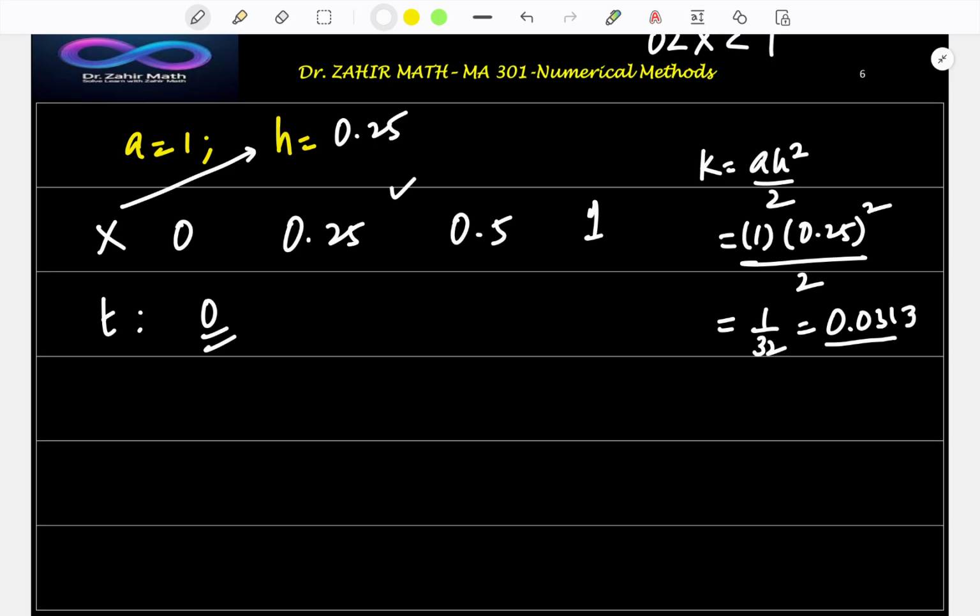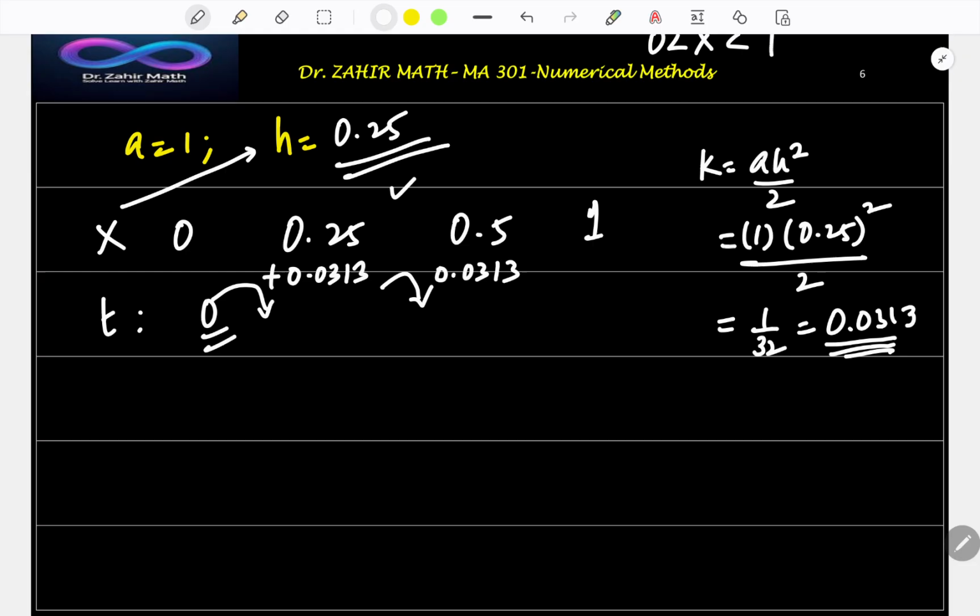t always starts from 0, I said. How many values do I have to go? In the class I told you at least go for 4 values. That is easy for you, right? So we can keep it as a standard, just go 4 values. Look here, because you take 0.25, the k value is coming like this. So you're going to jump plus 0.0313 each time, which is not a good one, right?